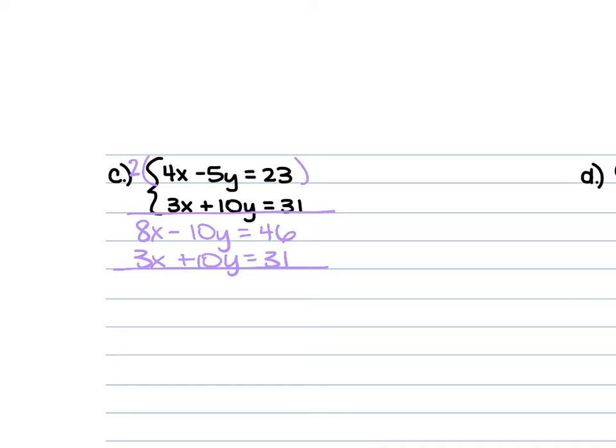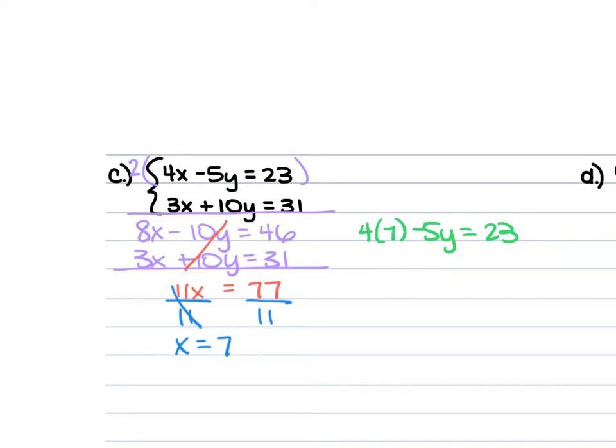So from here, I'm going to add them. The 8x plus 3x is going to give me 11x. The 10y's cancel, and 46 plus 31 is 77. We divide each side by the 11, and we get that x is equal to 7. From here, I am going to plug this 7 into the top equation, so I'm going to have 4 times 7 minus 5y is equal to 23. 4 times 7 is 28, minus 5y is equal to 23.